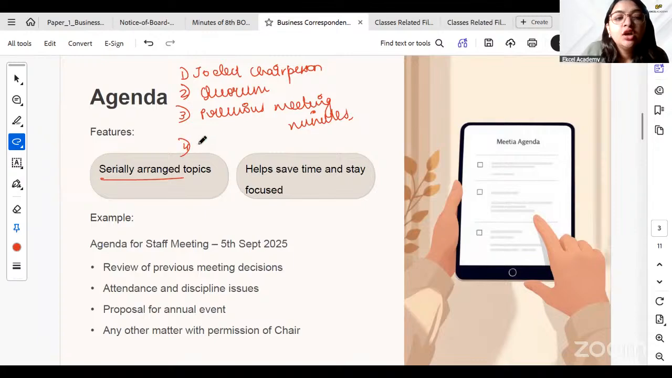and then you can start off with your routine, right? So you can say take note of financials of quarter 3, right? So once you have included these routine items, then you can start the actual points of discussion, right? Helps save time and stay focused. Okay, example, there's a very minor example here saying agenda for staff meeting 5th of September, wherein you review your previous meeting decisions, attendance and discipline issues, proposal for your annual limit, and any other matter. Okay, so I hope you have understood the concept of notice and agenda and how they both are different.